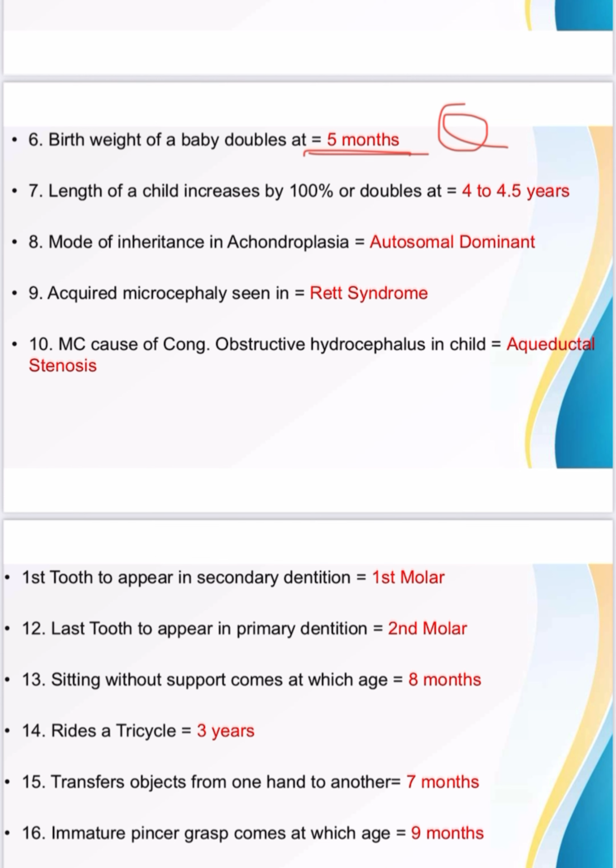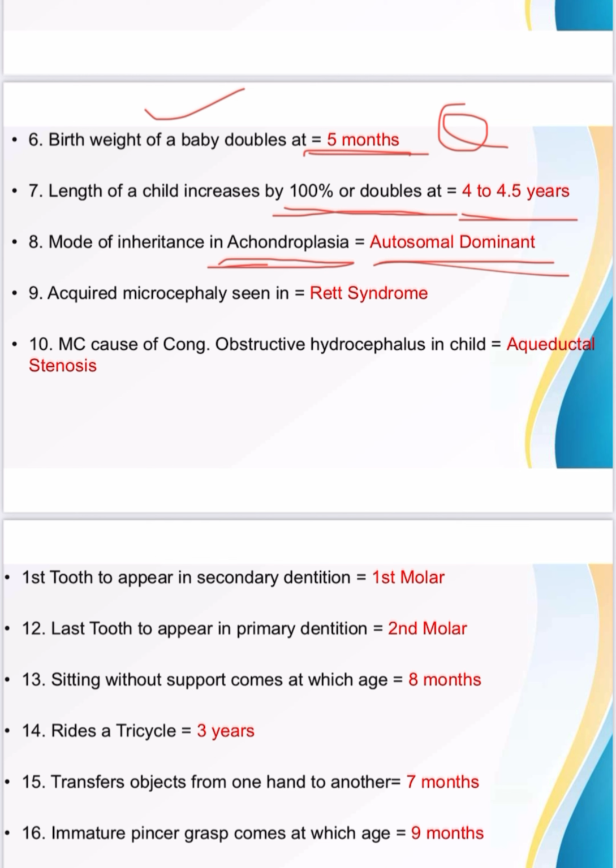Then length of the child increases by 100%, or doubles. Weight doubles by 5 months, but length doubles by 4 to 4.5 years. Remember these questions, these are very important. Then mode of inheritance of achondroplasia. Achondroplasia is autosomal dominant mode of inheritance.